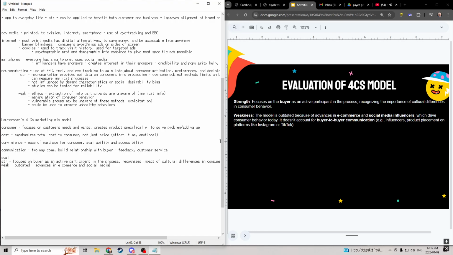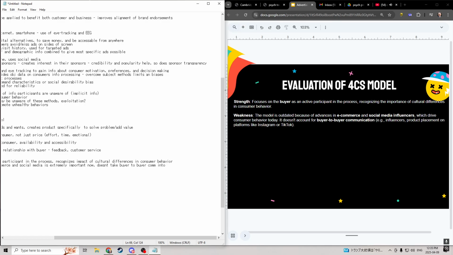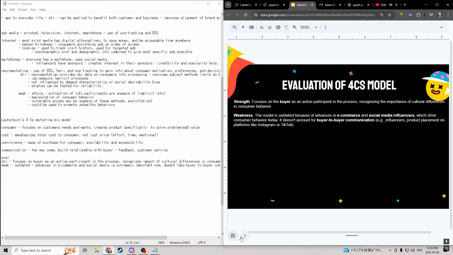Okay. Yeah. Buyer-to-buyer communication is extremely important now. For now, the model doesn't take buyer to buyer into consideration. Are we done?